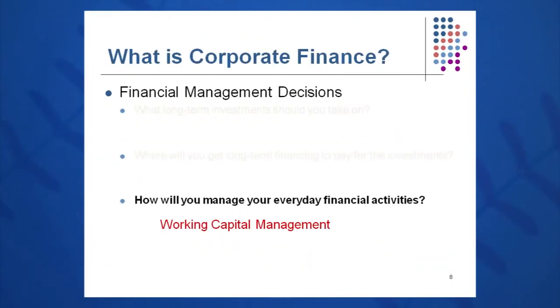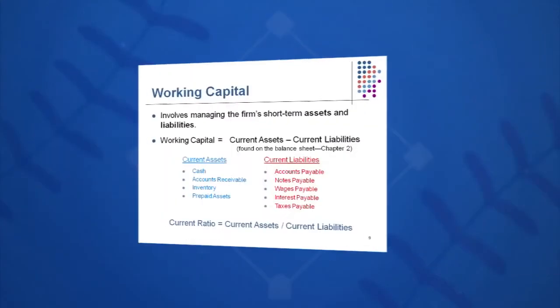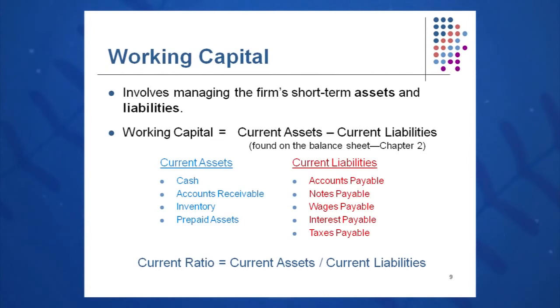The third decision on the mind of the CFO and CEO every day is how will I manage my everyday financial activities? Here we're talking about working capital management. If you've had an accounting course, you learn that working capital is current assets minus current liabilities. And the key word here is manage. You must manage these details.